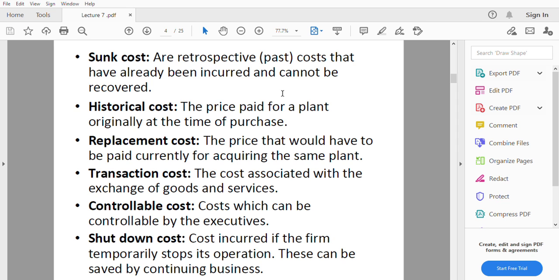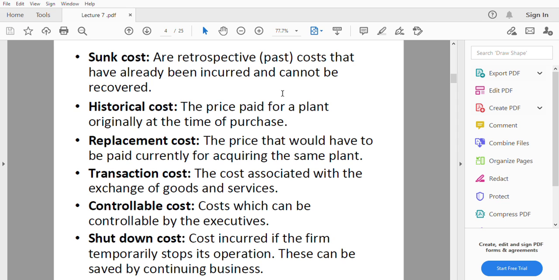And the next is historical cost. Historical cost is the price paid for a plant originally at the time of purchase. So how much you bought it at the time of purchase is the historical cost. And we have the replacement cost. Replacement cost is the price that would have to be paid currently for acquiring the same plant. So many times the replacement cost is higher than the historical cost. Now, if you are buying the same plant, how much are you paying for it? So the price at which you buy such a plant is the replacement cost.